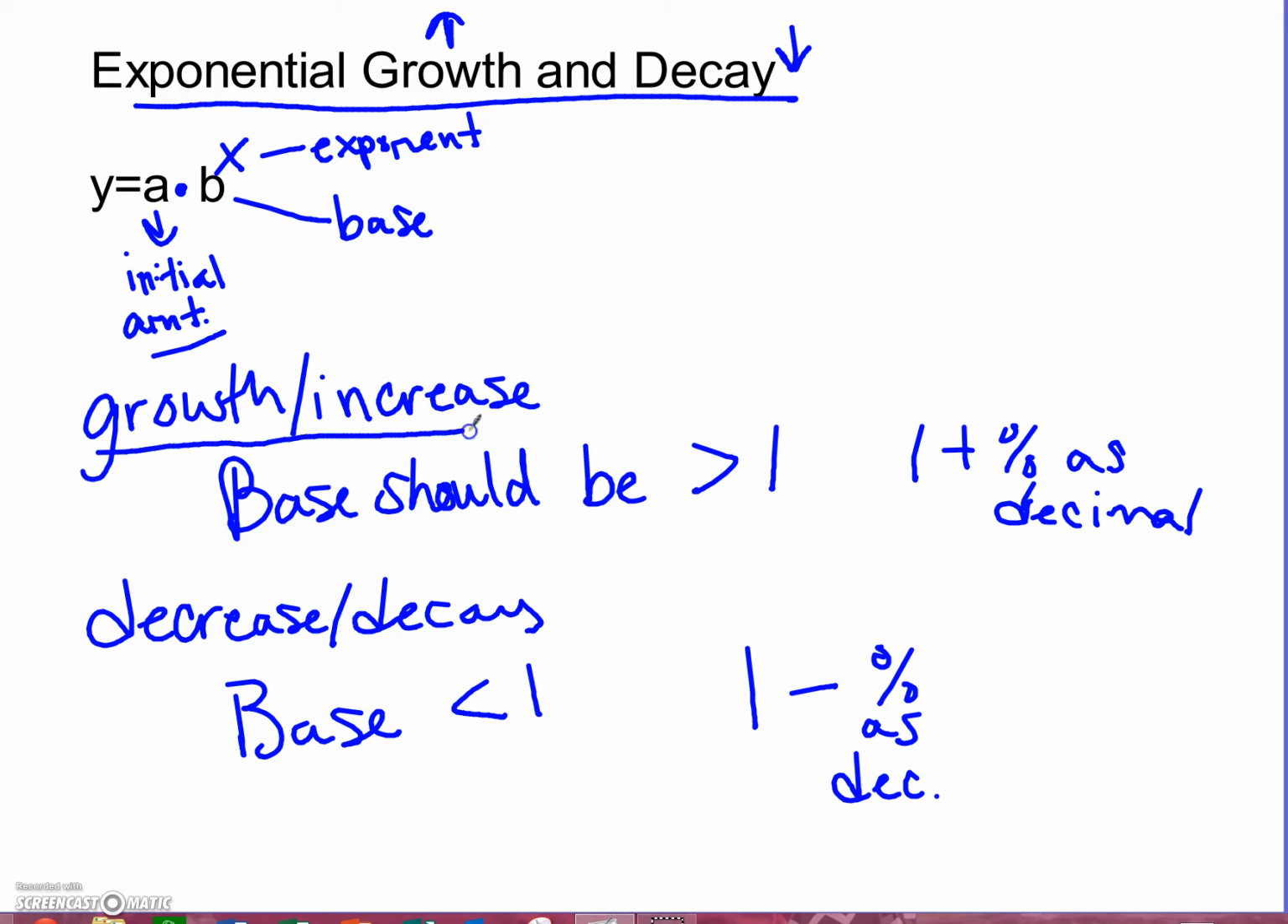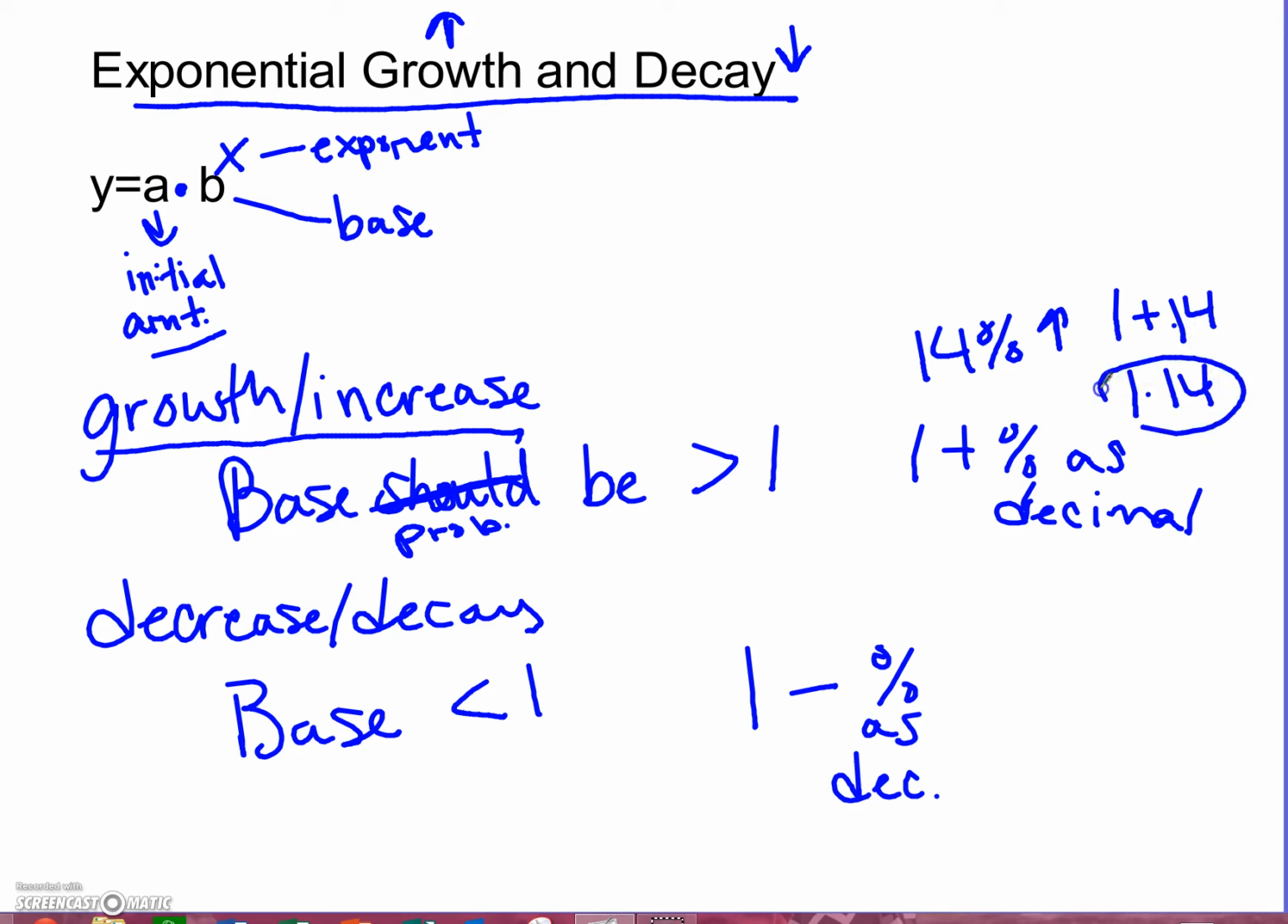So when we have our growth or our increase, our base is going to be greater than 1 because, like if we have a 14% increase, then you're going to do 1 plus that percent as a decimal, which is 1 plus 0.14, which gives me 1.14. And that then becomes my base.